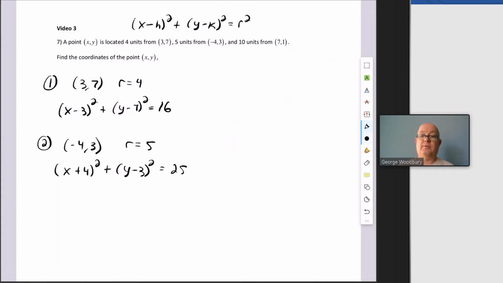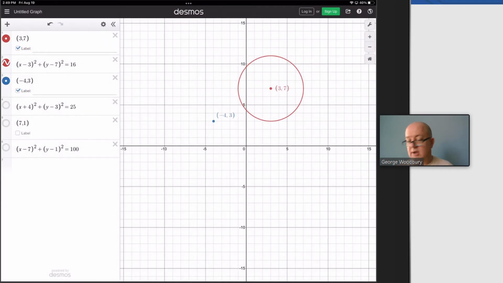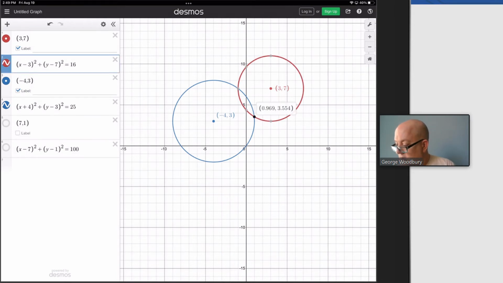So I'm going to put a point at (-4, 3) and draw a circle of radius 5 around that. Let's go ahead and put the center on at (-4, 3). And then there's my circle of radius 5. Now at this point, there's really two possible solutions right now. There's this point, (0.969, 3.554). That's on both circles, meaning it's 4 units from (3, 7) and 5 units from (-4, 3). There's also this point, (-1, 7), that's on both of them.